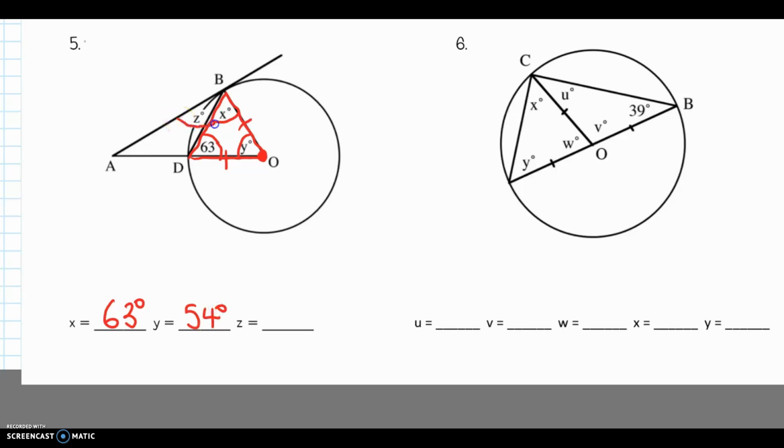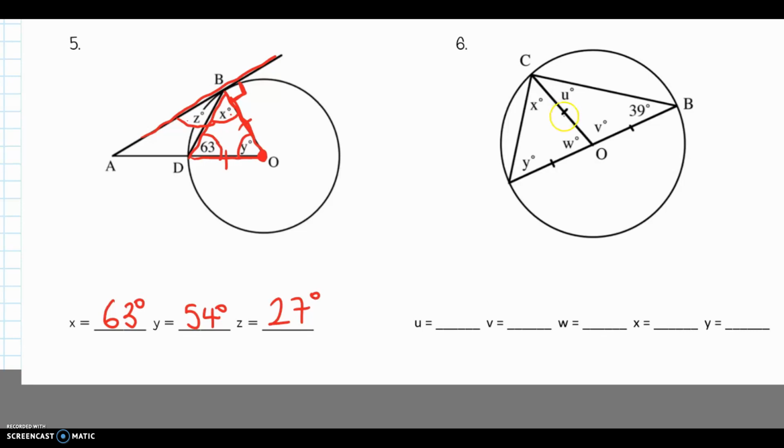Again, these two must add up to 90 because this is a radius and this is a tangent. The rule that they will meet at 90 degrees. So if X is 63, Z will be 90 minus 63, which is 27 degrees.